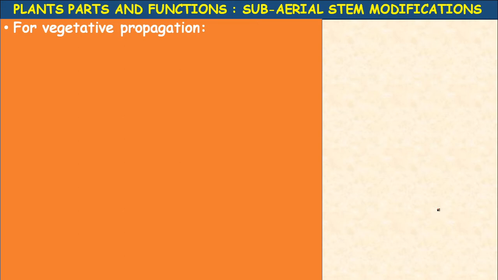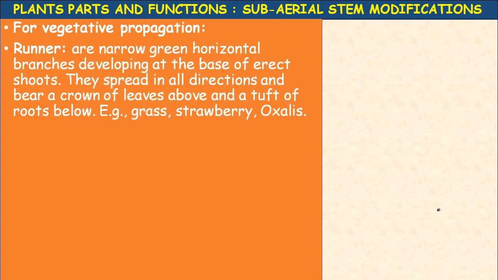Subaerial stem modifications. Modification for vegetative propagation. Subaerial means in between aerial and underground. Runners. Runners are the narrow green horizontal branches developing at the base of erect shoots. They spread in all directions and bear a crown of leaves above and a tuft of roots below.